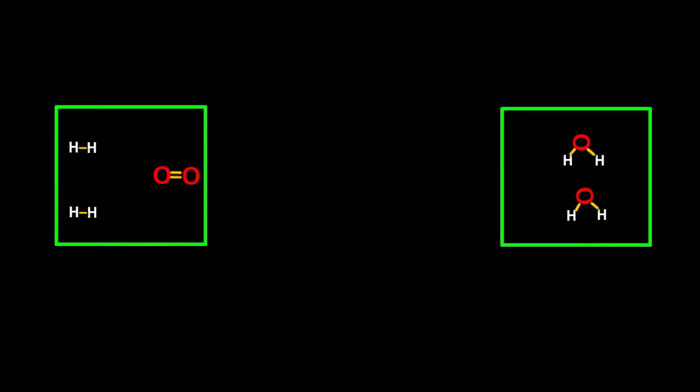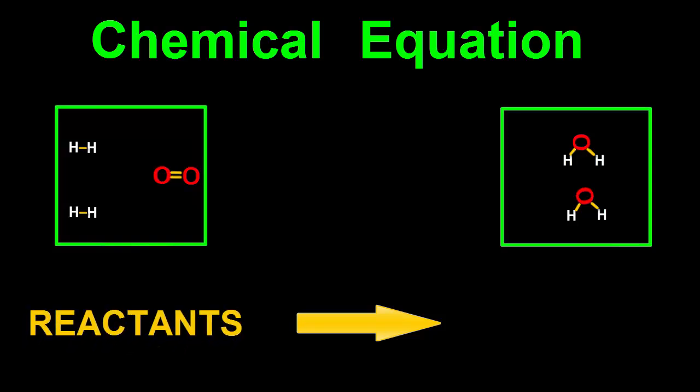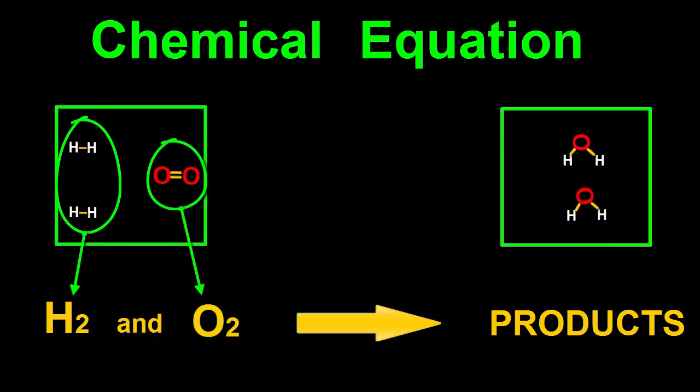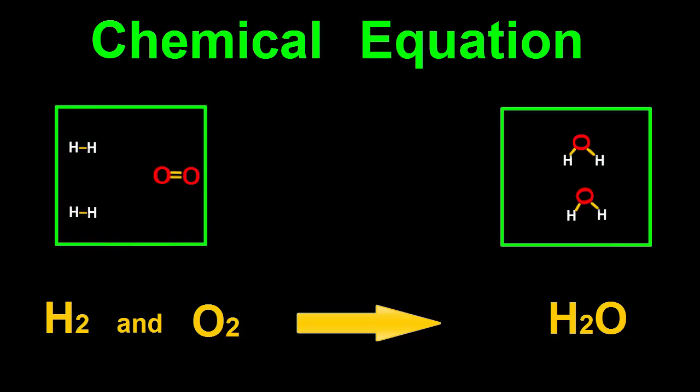Scientists have a shorthand way of writing these changes called a chemical equation, which uses an arrow to show the molecules before and after the reaction. The reactants are written on the left of the arrow and the products on the right. In this case, the reactant molecules H2 and O2 are written on the left, and the product molecules H2O are written on the right. Scientists don't usually bother with the in-between stage of busted apart atoms because this doesn't last very long.